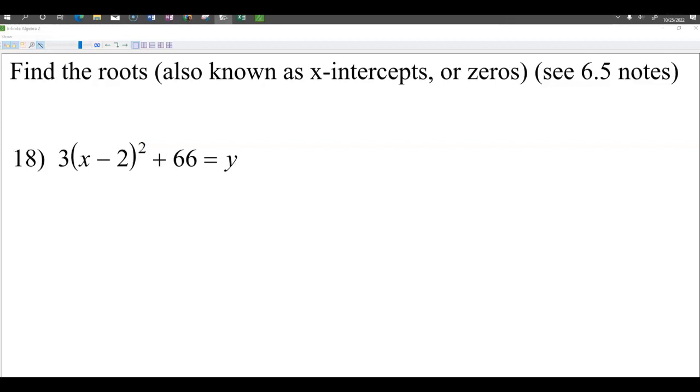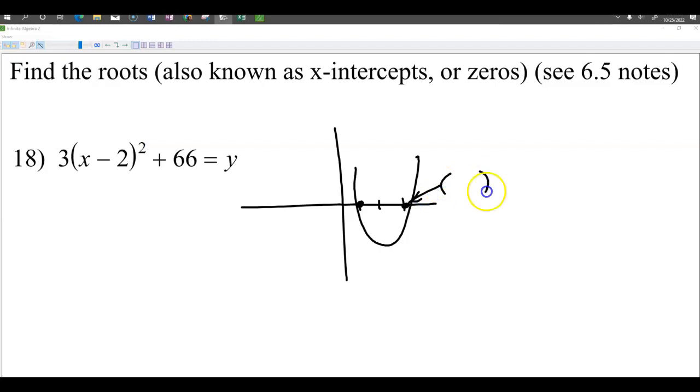All right. Number 18 is asking us to find the roots. Roots are also known as x-intercepts or zeros, so it could be asked in different ways. So how do you find the roots? Well, the roots are where it touches the x-axis. So like, let's say it was touching here and here. Well, what roots have in common is the fact that their y value is always 0. And we want to find the x value that goes with that. So the way that we do this is we're going to plug 0 in for y and solve for x.